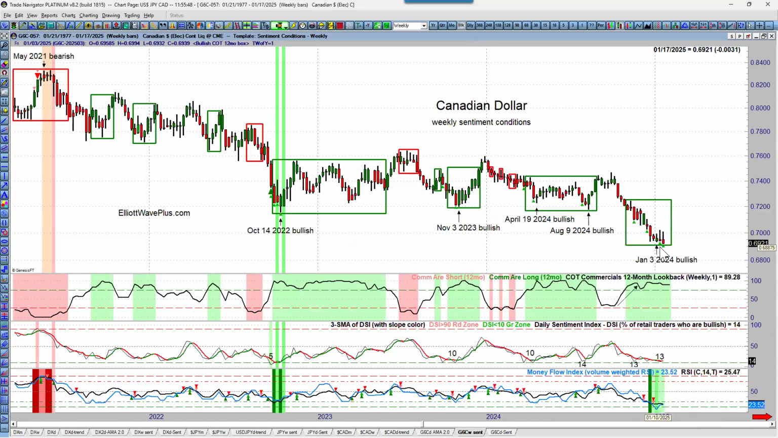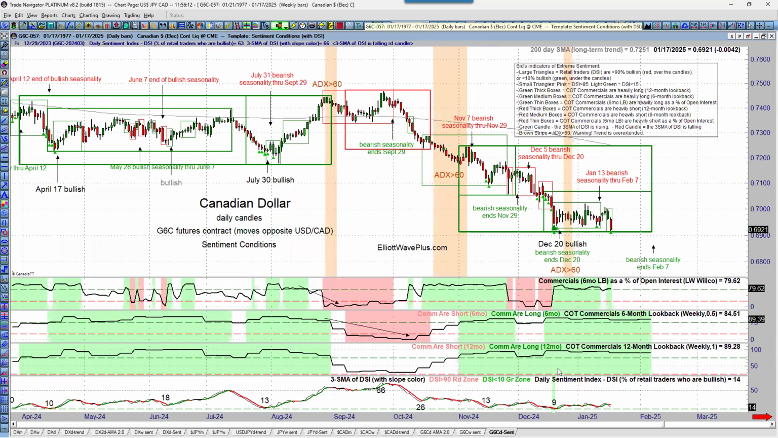The weekly sentiment conditions still are indicating that we saw a signal of a perfect storm of bullishness on the Canadian dollar 3 weeks ago, even though it's moved slightly lower. Commercials are still heavily long, 12-month look back. Only 13% of retail traders are bullish. Perfect storm, looking for that reversal to catch hold. It hasn't done so quite yet.